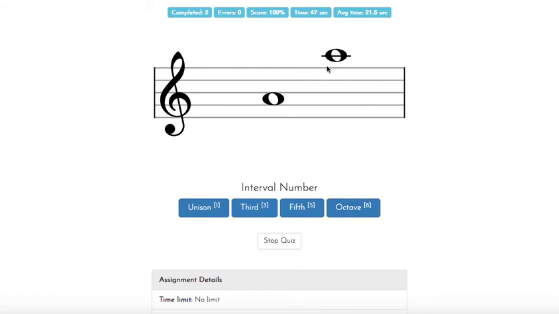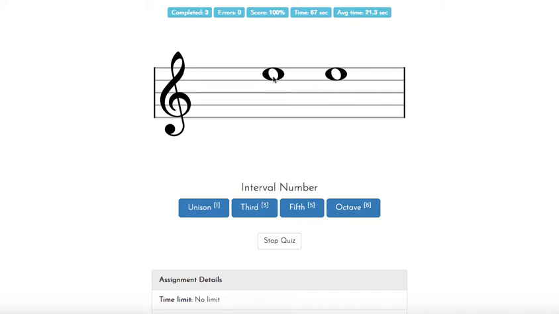This is another example of our octave. This would be a C to a C for bass clef, an A to an A for treble clef. I have 1, 2, 3, 4, 5, 6, 7 notes away from my octave.